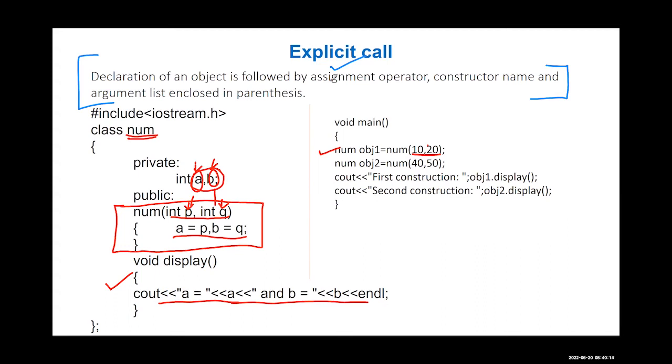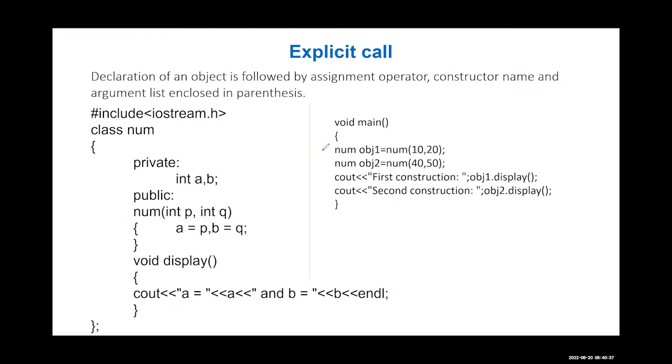Declaration of an object is followed by the assignment operator, constructor name and the argument list. So that is what I'm doing here. This is the creation of the objects, followed by equal to, and I'm calling the constructor name with the parameters in the same format. Okay, so what am I passing here? I am passing 10 and 20.